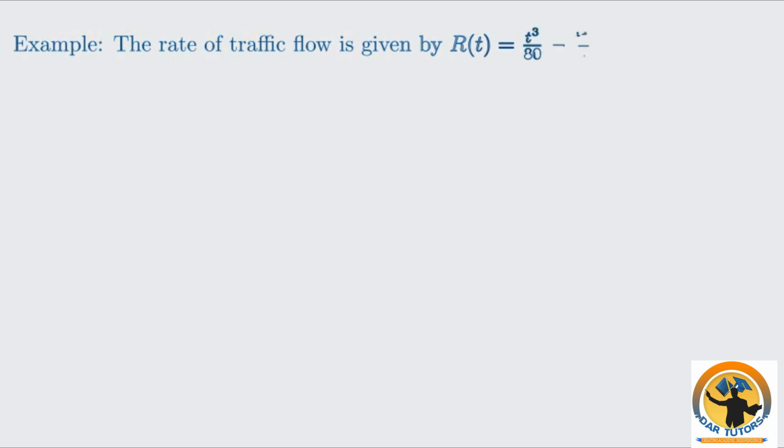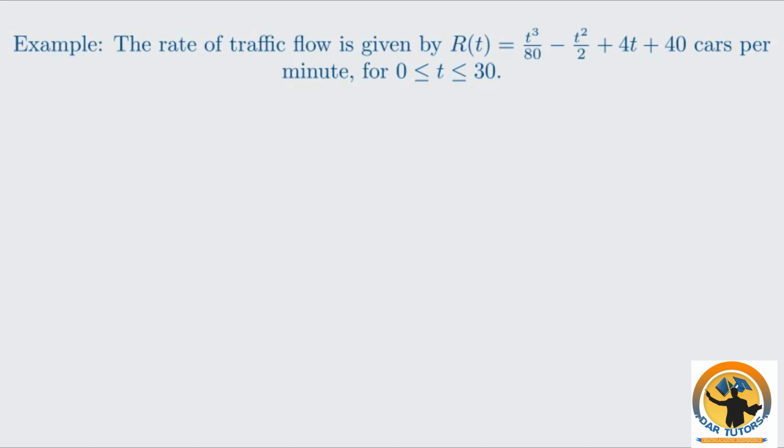The rate of traffic flow past a pedestrian crossing between 8 a.m. and 8:30 a.m. is given by the function r of t equals t cubed over 80 minus t squared over 2 plus 4t plus 40, where t is the number of minutes after 8 a.m. The question asks, how many cars pass the crossing between 8 a.m. and 8:30 a.m.? This is a question about the total number of cars, which is the total accumulation of traffic.